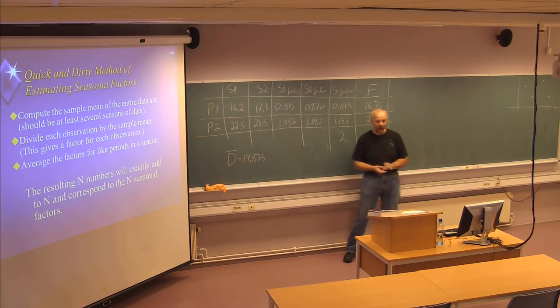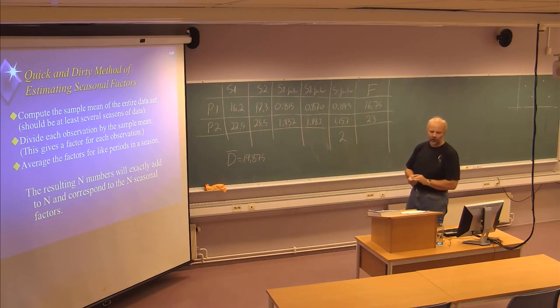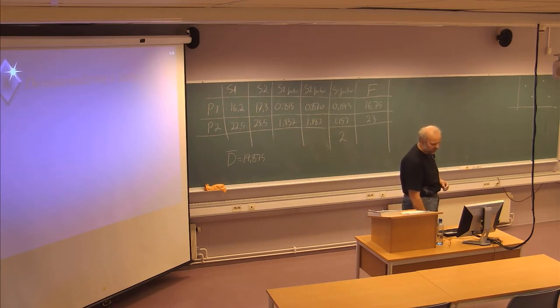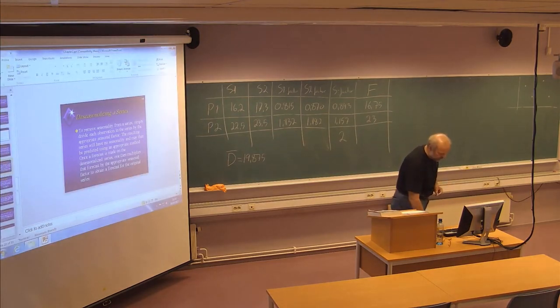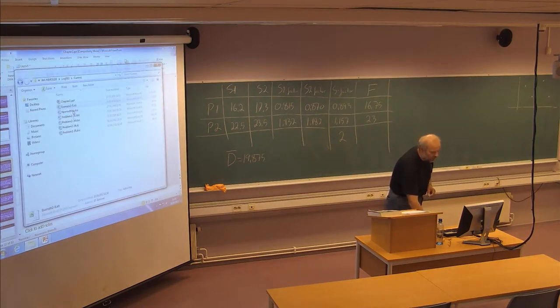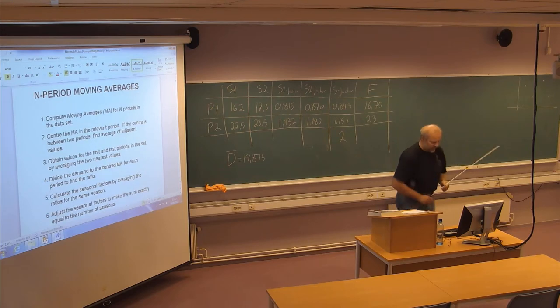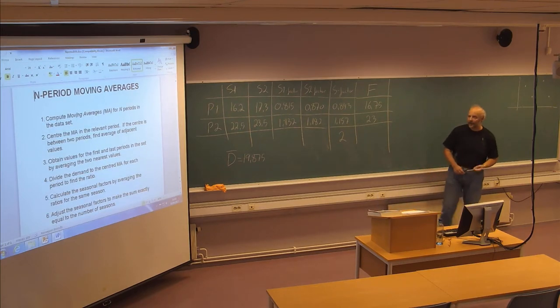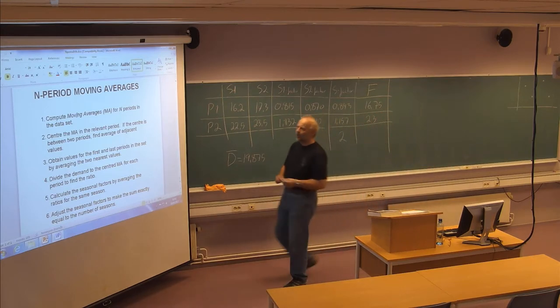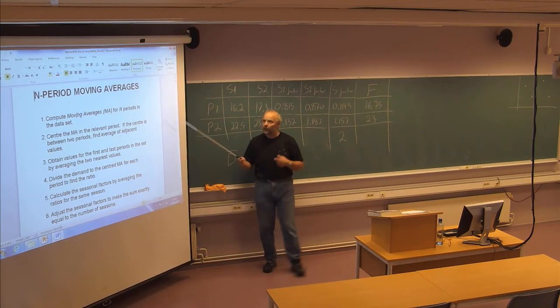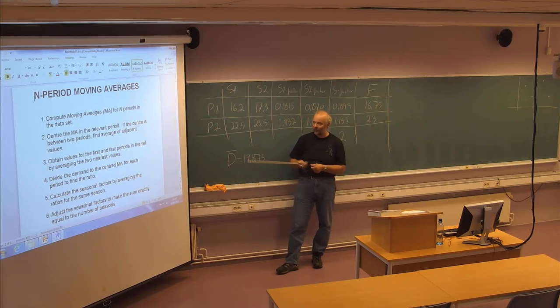Now I will show another method for trying to identify seasonal factor. And this one is called the N period moving average. It is related to the moving average, but it's not the same one. Also here, I have created this Word document, which is taken from the textbook. So this method is also explained in the textbook. But here, we also have different ways when you should make a forecast, a moving average by this period.